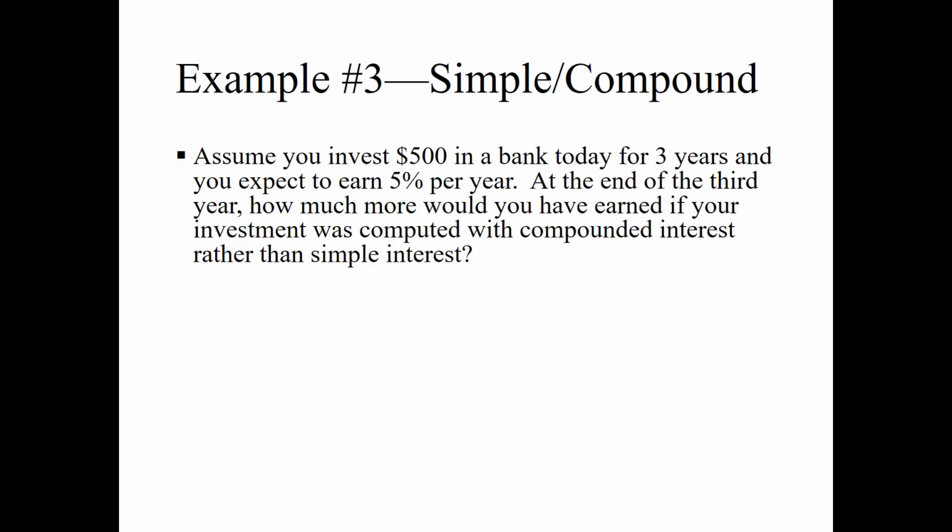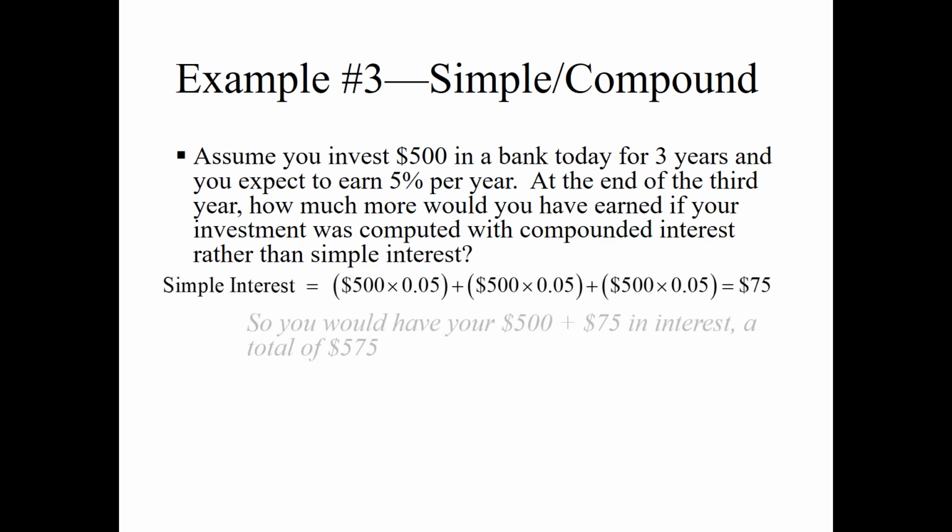And let's look at a third example. Assume you invest $500 in a bank today for 3 years and you expect to earn 5% per year. At the end of the third year, how much more would you have earned if your investment was computed with compounded interest rather than simple interest? And so let's first calculate how much we would have earned with simple interest. With simple interest, we calculate the principal amount that we had saved times our annual rate of return, and we do this for 3 years.